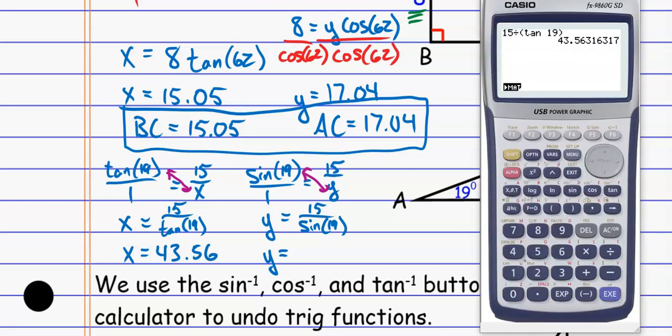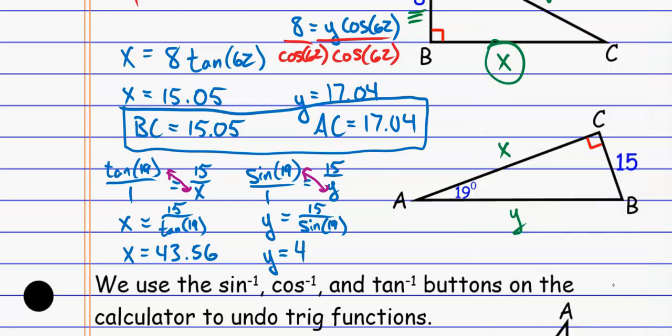If you're not comfortable with that, if you don't think you can remember that, well, that's okay. Just cross multiply and solve. You'll get the same thing. Okay, sine of 19 degrees. So I get 46.07. All right. And I'll just come and label them on the picture since I'm kind of out of room here. This was the 43.56, and this was the 46.07. Okay.